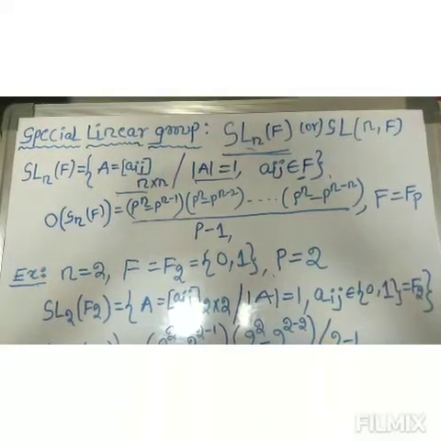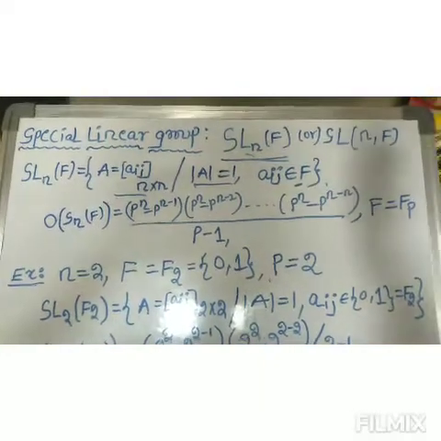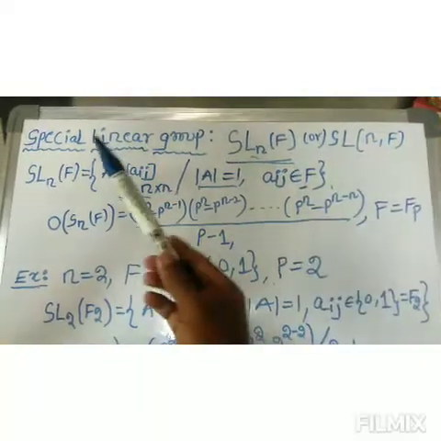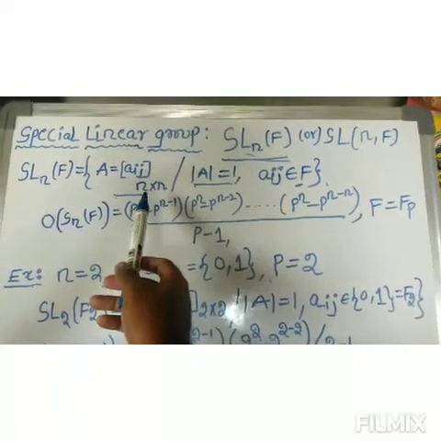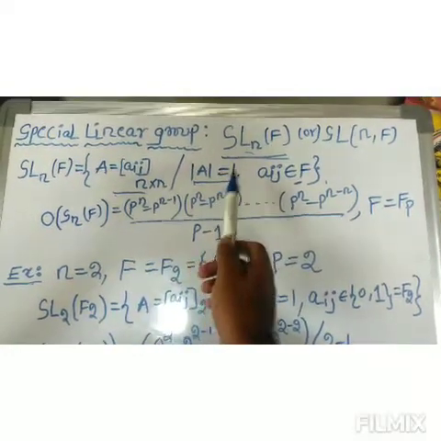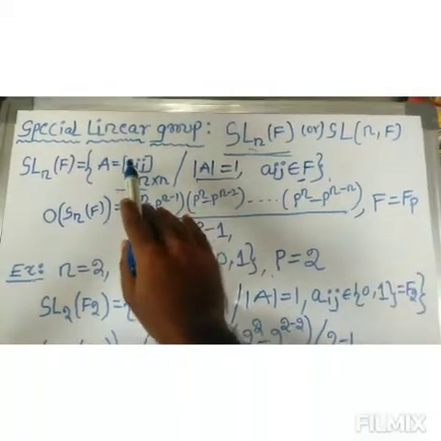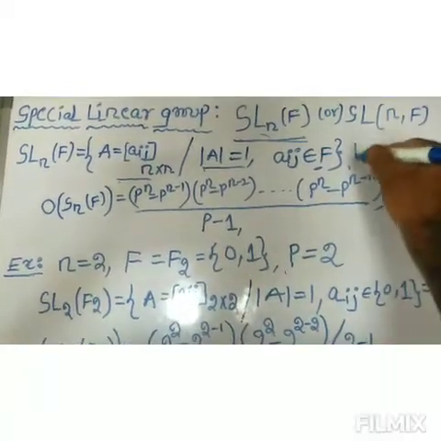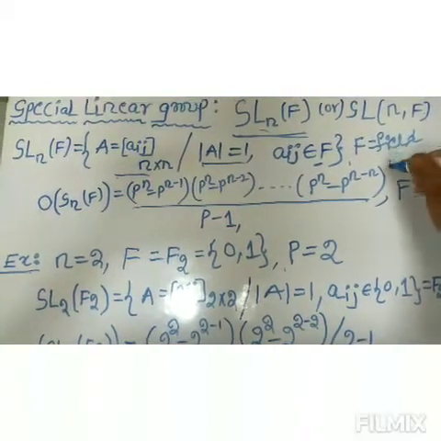We will discuss in this video the special linear group. The special linear group is denoted by SL_n(F). This set contains the set of all square matrices whose determinant is 1. Here the elements of the matrix belong to the field F, where F is a field and n is the order.